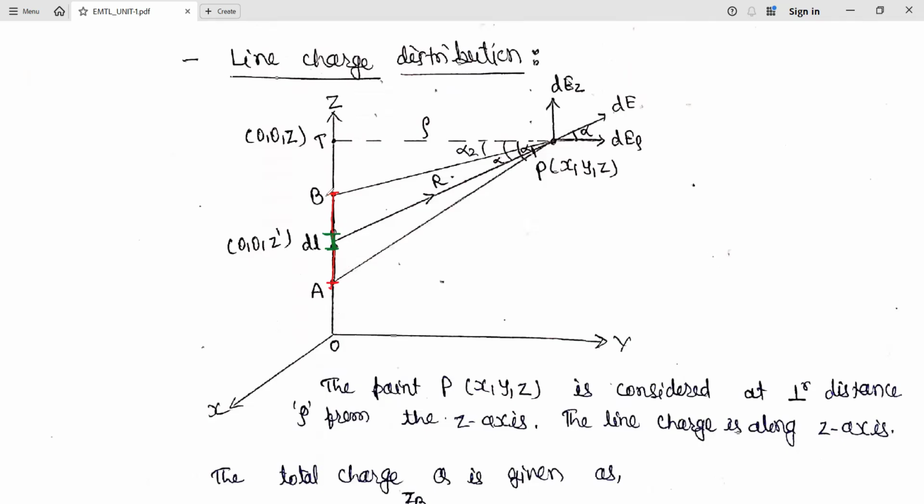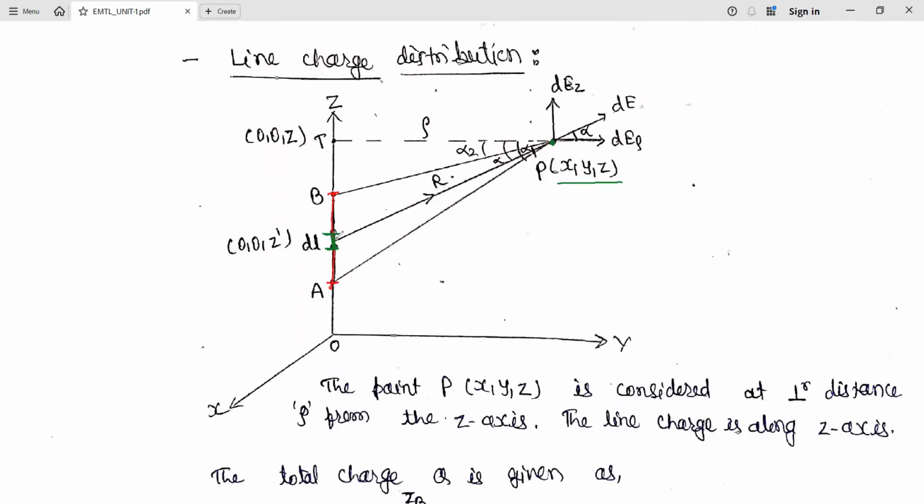Here we want to find the electric field intensity at some point P, and the coordinate of P is (X, Y, Z). Finally, we connect both ends of this line charge, A to the point P and B also to the point P.